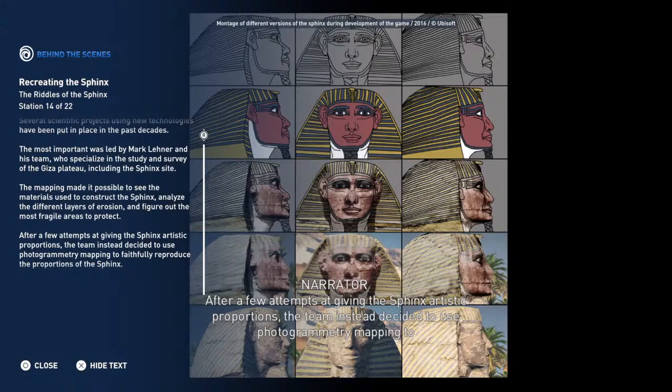After a few attempts at giving the Sphinx artistic proportions, the team instead decided to use photogrammetry mapping to faithfully reproduce the proportions of the Sphinx.